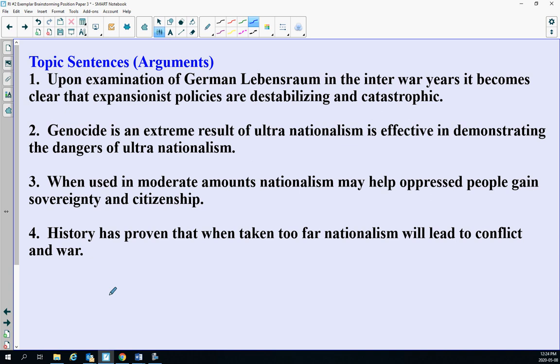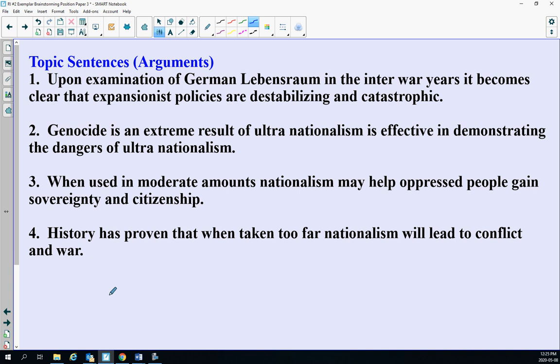Topic sentences. These are some possibilities. These are examples of topic sentences. Upon examination of Germany and Lebensraum in the interwar years, it becomes clear that expansionist policies are destabilizing and catastrophic. That would be a good topic sentence or an argument. That is something provable. Number two, genocide is an extreme result of ultranationalism, effective in demonstrating the dangers of ultranationalism. So this guy would be using genocide as a cautionary tale of ultranationalism. We need to be careful how far we pursue ultranationalism because it could percolate into genocide.